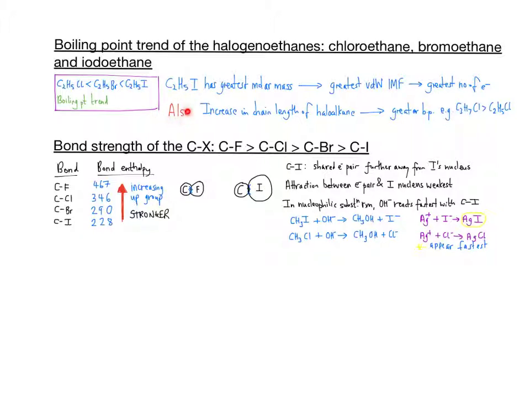Also to consider that when you have an increase in the chain length of the haloalkanes, then you will have greater van der Waals intermolecular forces, just like you learnt about with the alkanes. So an example, chloropropane has a greater boiling point than chloroethane due to the extra carbon and hydrogen atoms, leading to stronger van der Waals intermolecular forces.